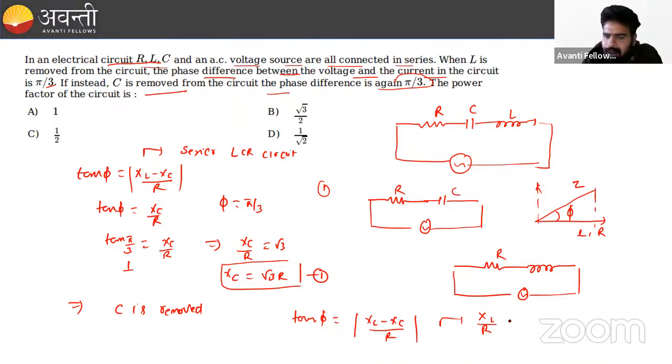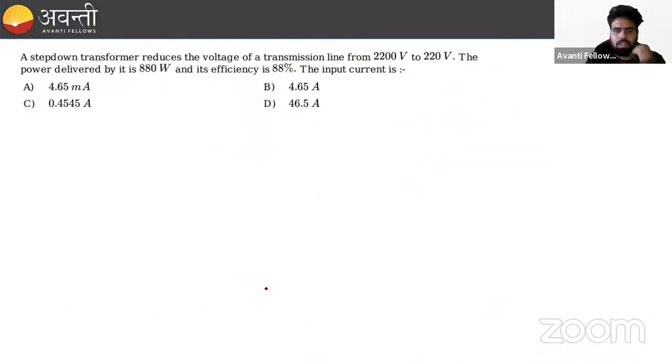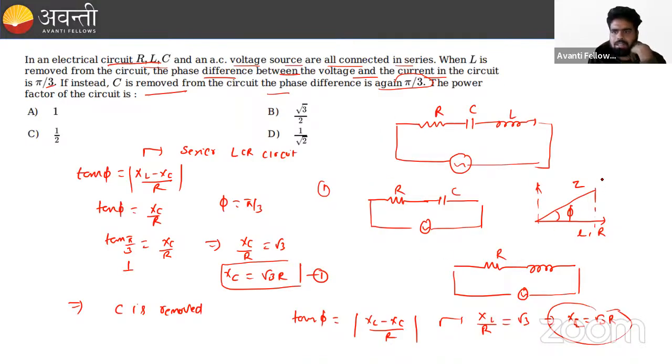We know that tan 60 is again root 3. So XL becomes root 3 R. So if C is removed, we get the value of XL as root 3 R, and XC is again root 3 R. Now, if we know the values of XL and XC, can we tell what the power factor is? So what is the power factor, guys?